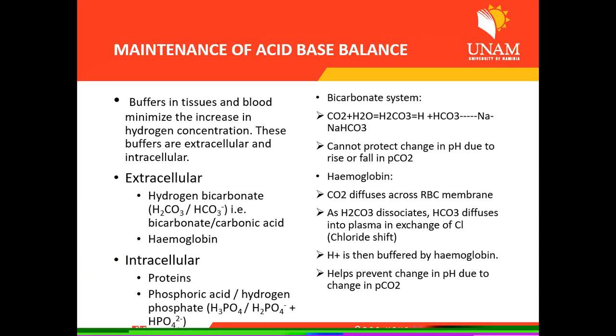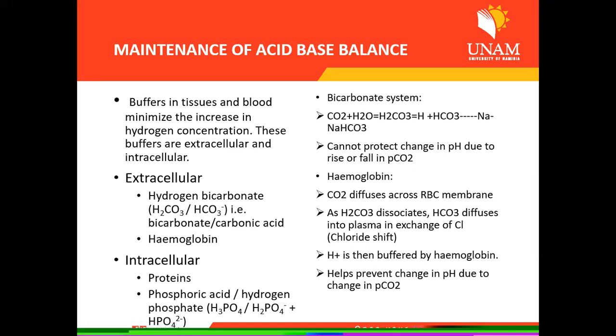All right, buffers in tissues and blood minimize the increase in hydrogen ion concentration. And we can have extracellular and intracellular buffers. This is the carbonate system: when carbon dioxide enters the blood, it combines with water to give you carbonic acid, which dissociates to give you hydrogen ion and bicarbonate. Sodium comes in to replace the hydrogen ion and forms sodium bicarbonate. By so doing, you reduce the change in hydrogen ion.